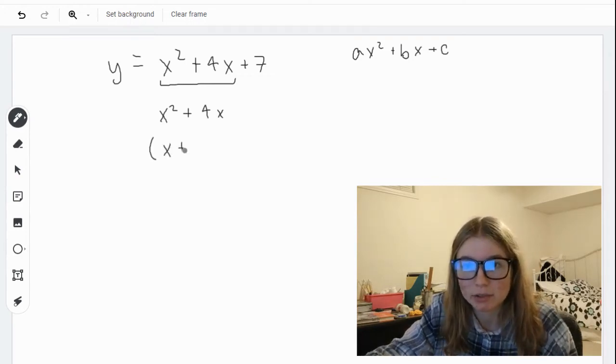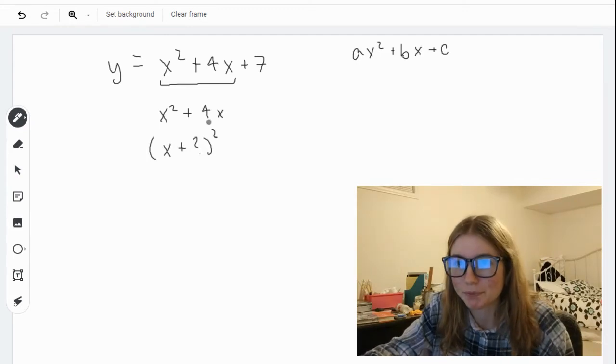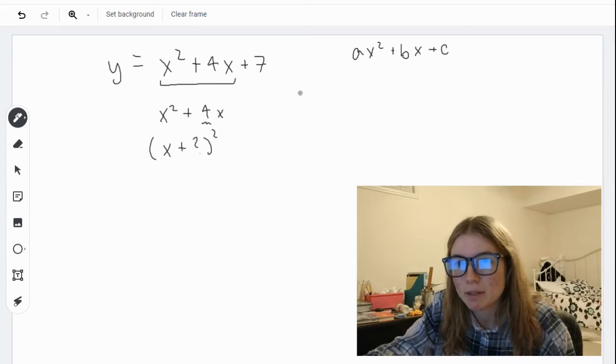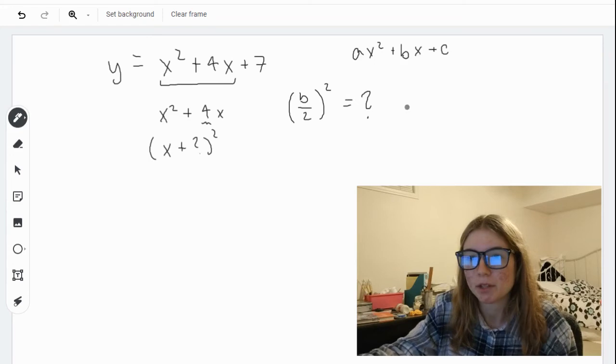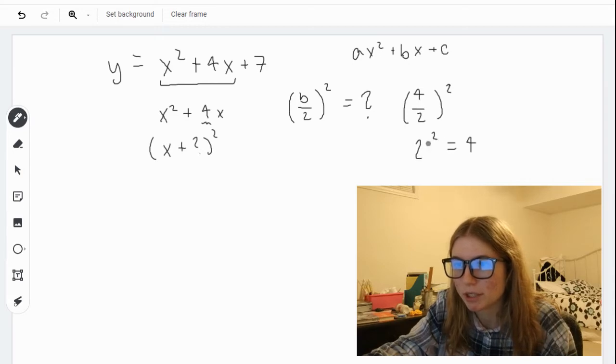a quantity squared. And you find that number with the equation, let's call 4 b, because 4 is b over here. (b over 2) squared is going to give us our question mark. So in this case, we've got (4 over 2) squared, which equals 2 squared, which equals 4.